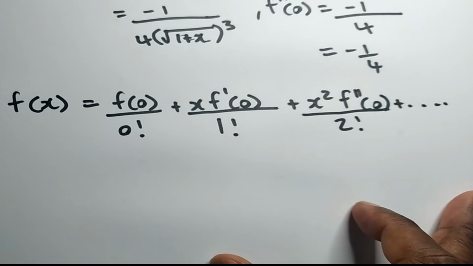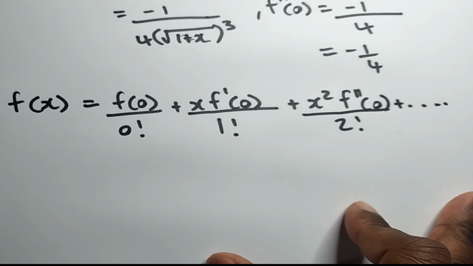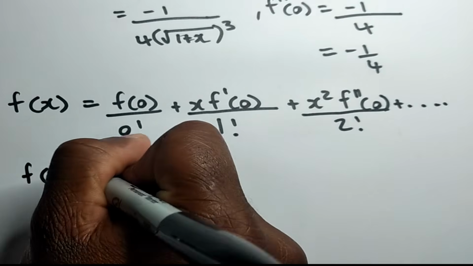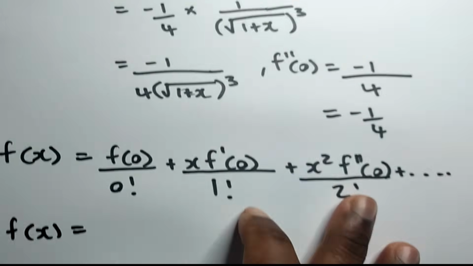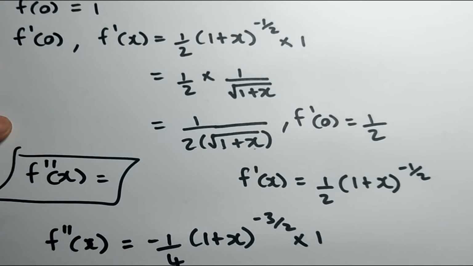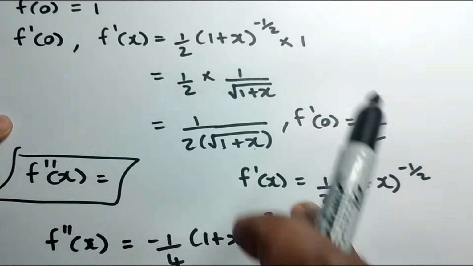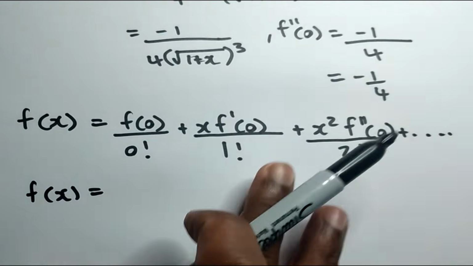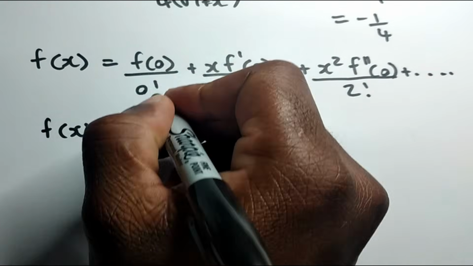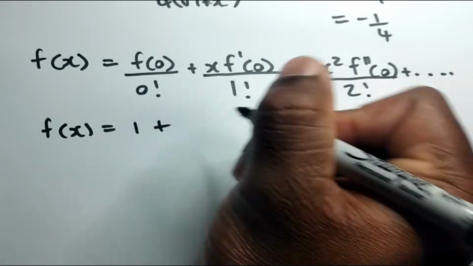All right, so what we want to do now is to plug in the values that we got. So f of x will be equal to, what did we get for f of 0? Our f of 0 was 1. So we can have 1 over 0 factorial, which is 1. So that's 1 over 1. So we can have 1 right here.